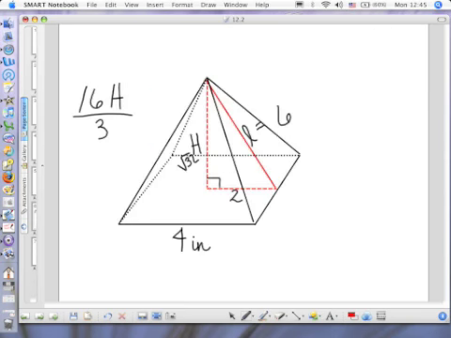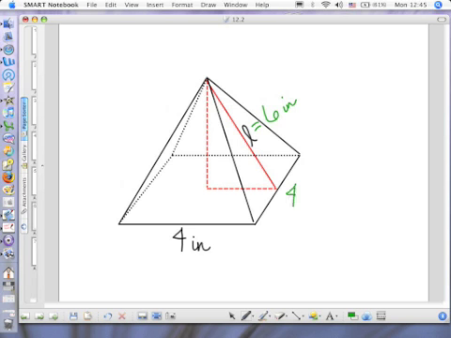Now, if you are asked to find the lateral area, you need to know the perimeter and the slant height. Let's say that our slant height had a measure of 6 inches. We have enough information to find the lateral area. If I tell you this is a square, because those sides are also 4, then I also have enough information to find the total area.